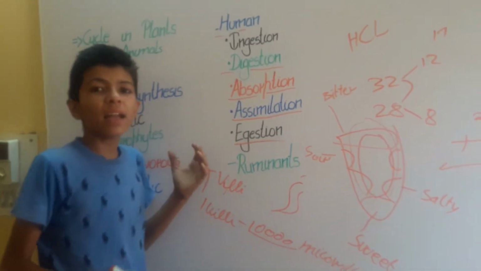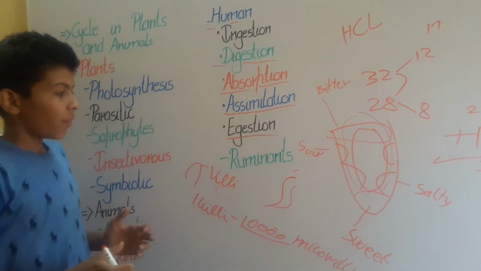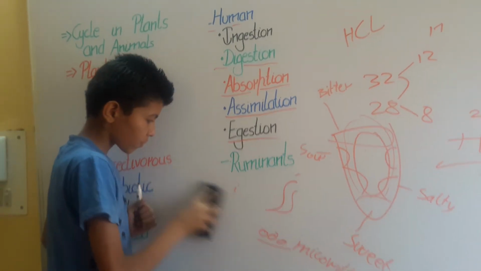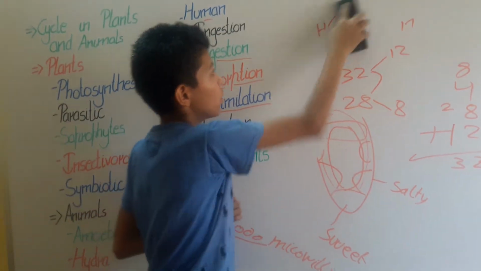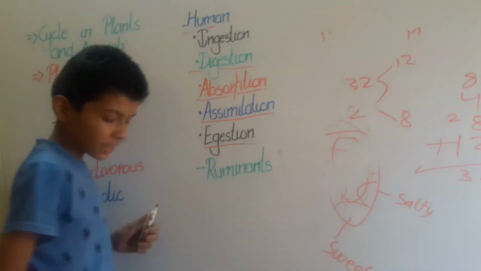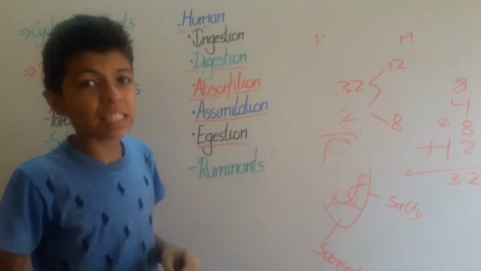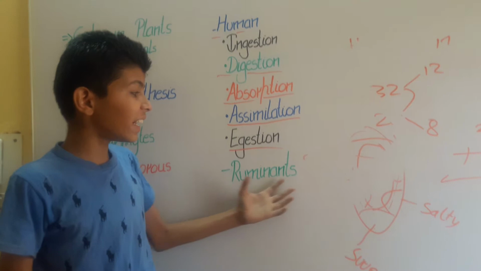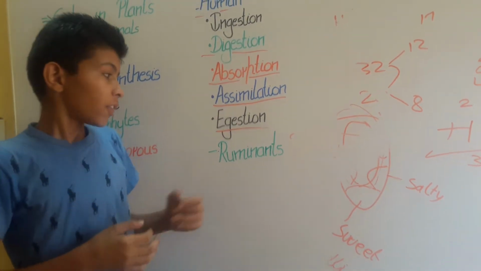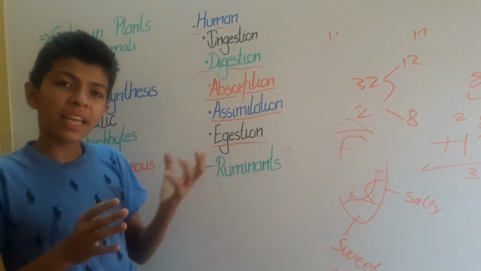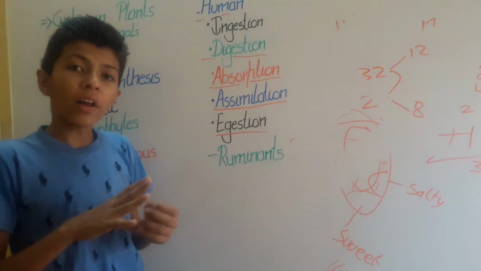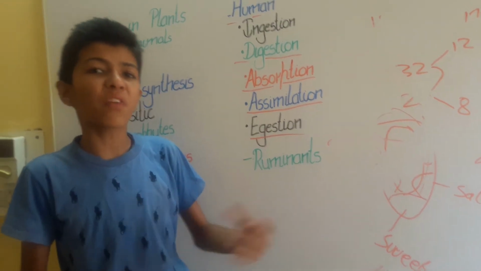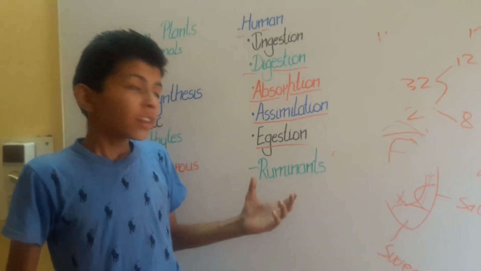Then it is egested by the anus. Then we have some ruminants. So friends, what are ruminants? Ruminants are the animals which eat grasses. So why are they referred to as ruminants? Have you seen a cow chewing on the road where there is no grass or plants or food available for it? How does it do it?